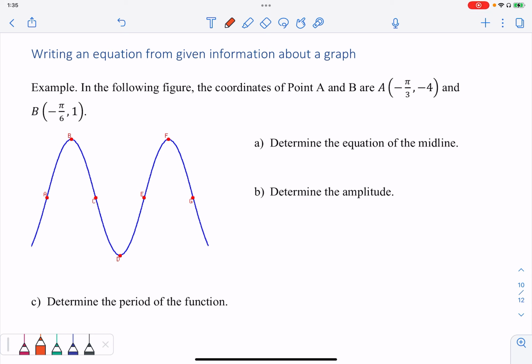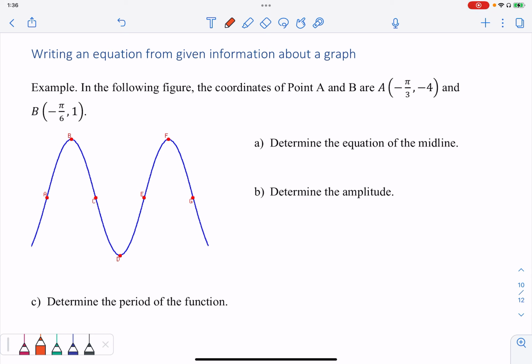Example: in the following figure, the coordinates of points A and B are (-π/3, -4) and (-π/6, 1). We want to determine the equation of this function by first completing some steps. So it says, what would the midline be?